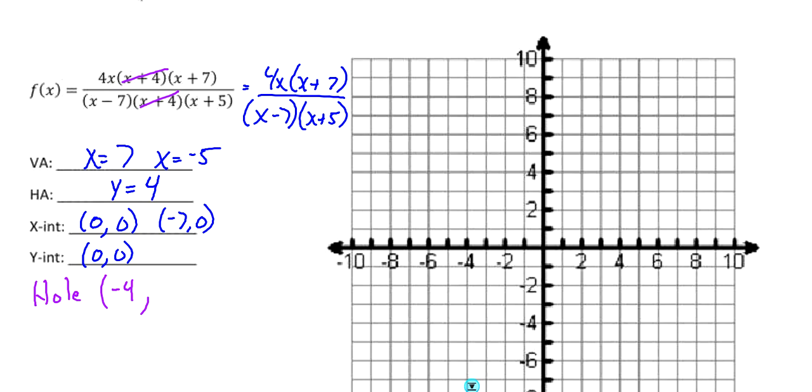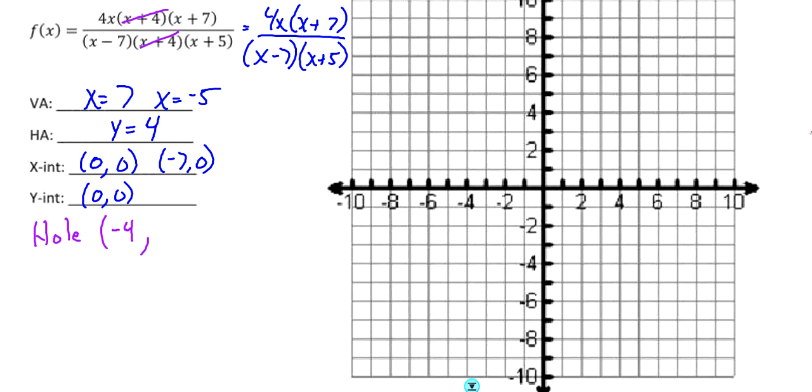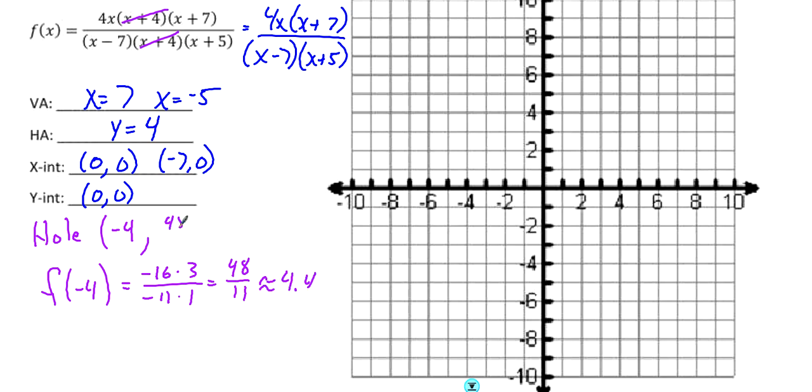And then the last thing we do is we plug negative 4 into my function to find the hole. When you plug in negative 4, you're going to get negative 16 times 3 over negative 11 times 1, which is 48 over 11, which is approximately 4.4. So this is 48 over 11.